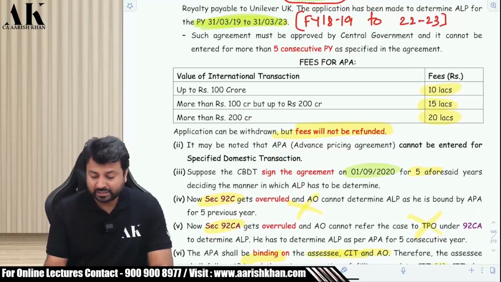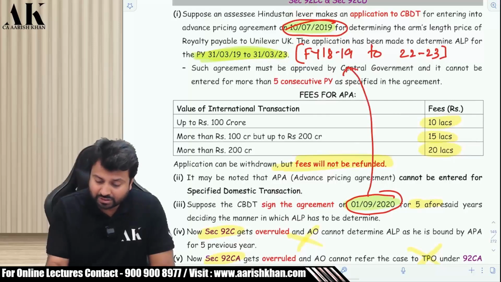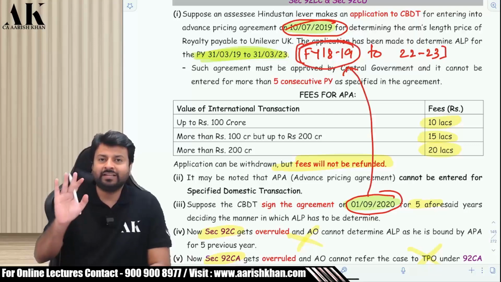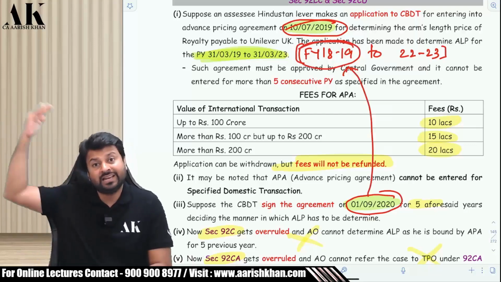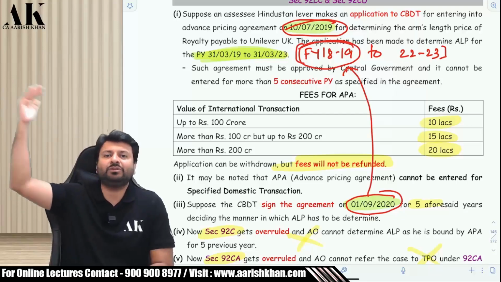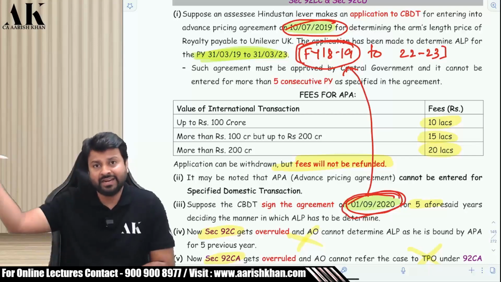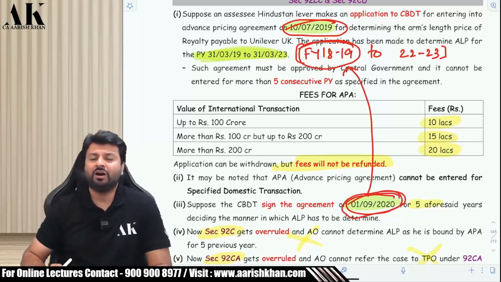Now please pay attention. On 1st September 2020, please tell me whether the books of accounts of 18-19 are closed or not, whether the ITR due date of 18-19 is gone or not, whether you have already filed the ITR in the last year or not. On 30th November 2019 you have filed the ITR, but 8-9 months after filing of ITR, CBDT is signing the advance pricing agreement.